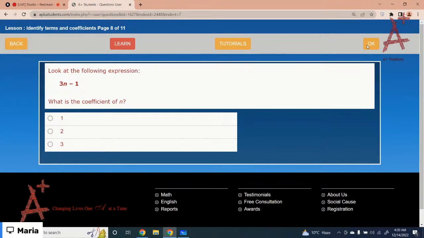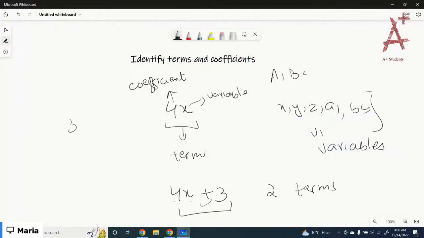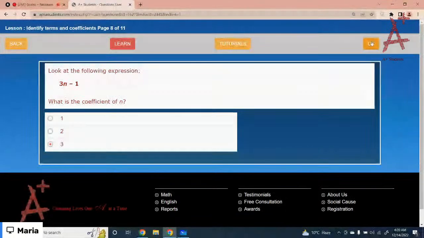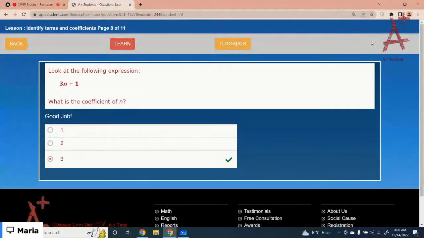2. Where is 2? What happened, everyone? The coefficient is the number that is written with the variable. So at the variable n, you have 3. 3 is the coefficient. You have 3n minus 1. You have to look at the coefficient of the n. The number written with the n is 3, multiplying n. So 3 is the coefficient of the n. So just select the correct option, then click on the OK button.